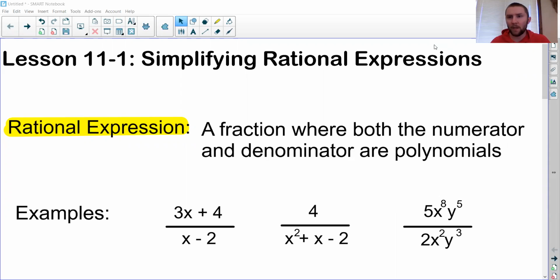So a rational expression is defined here as basically a fraction where both the numerator and denominator are polynomials. Now we allow polynomials to have a very broad definition in this case, but that is our definition for rational expressions: a fraction where both the numerator and denominator are polynomials.